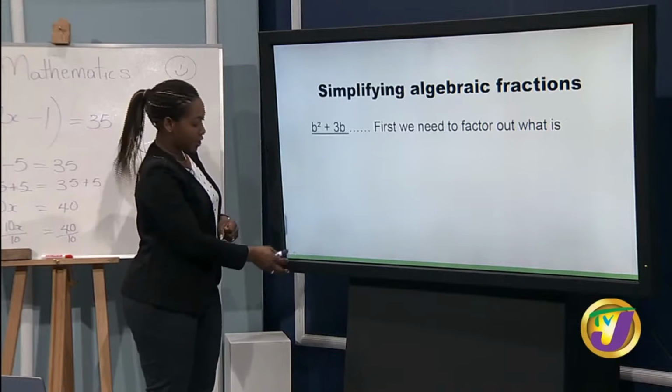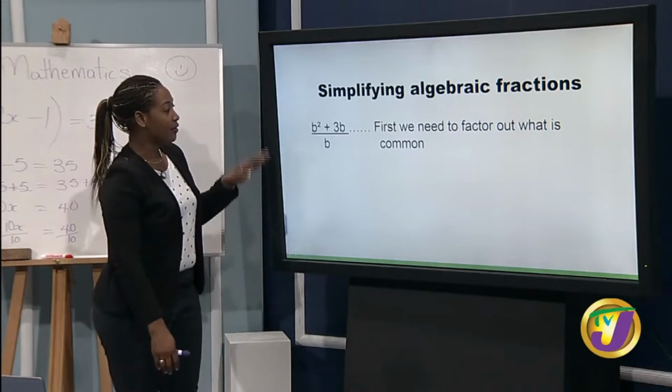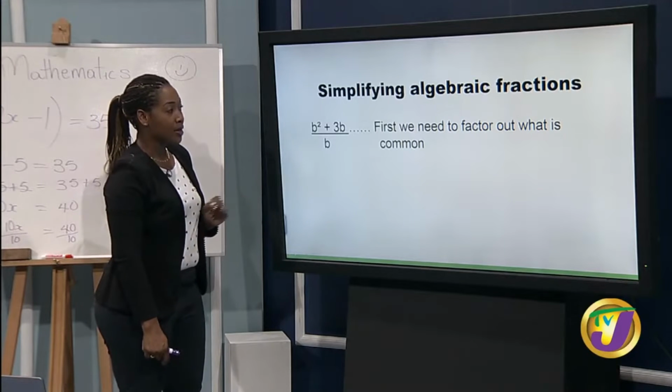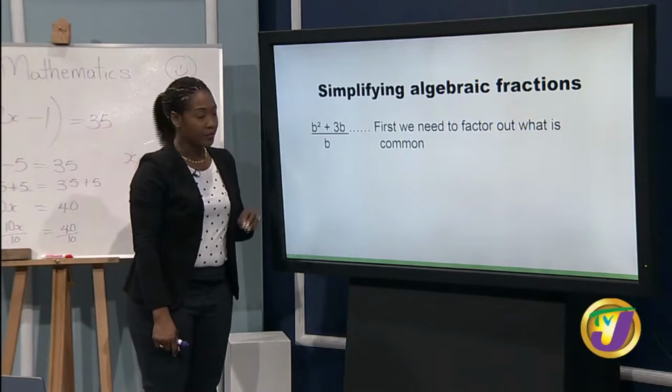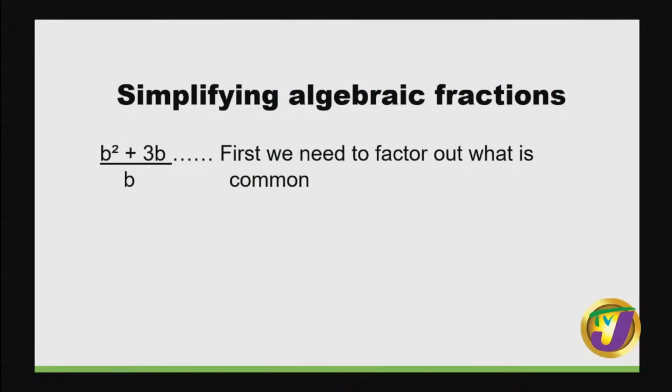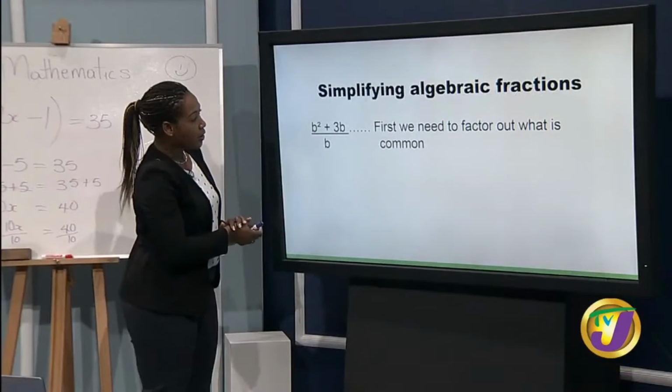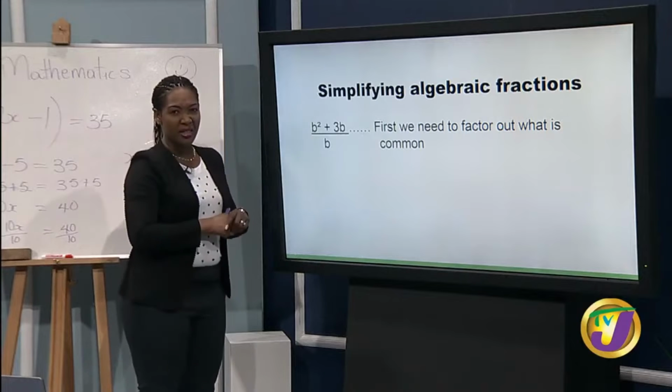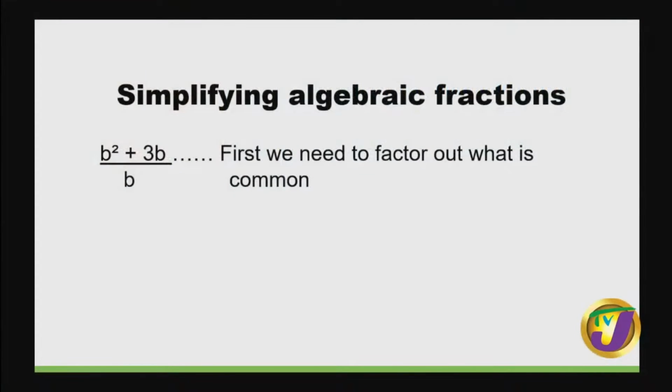All right, so we're going to simplify today. So we have b squared plus 3b all over b. So we have a term in our denominator, and it is an expression as well. So we have two separate expressions in our numerator and our denominator. What's the first thing we'll do? We'll factor out anything that's common. If you look at b squared plus 3b, is there anything common to you? Yes, everybody can see that the b is common to both terms in the first expression. So let us factor that out.